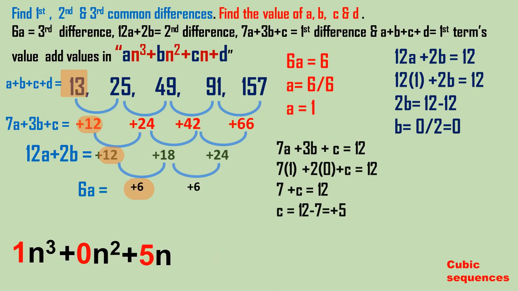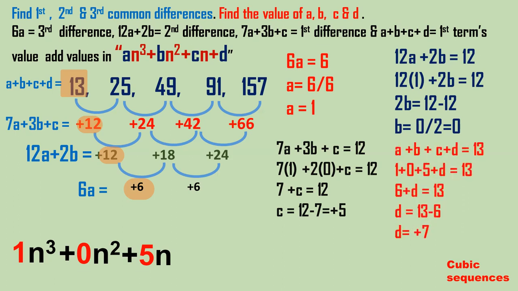I'm going to substitute this value here. This will become 5n. In the same way, I'll proceed for the value of d. That is a plus b plus c plus d is equal to 13. I'm going to substitute the values of a, b, and c here. You can see the b value is 0, so this will become 0 here. And this is 5 plus 1, that will become 6. So here 6 is plus, on the other side it is subtracted, and this is going to produce 13 minus 6. That's going to produce 7 here. So I got the value of d is equal to 7.